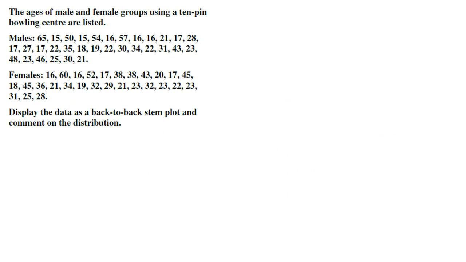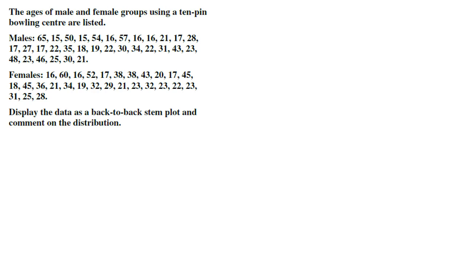Okay, this is what we want to use, something called a back-to-back stem plot. The ages of the male and female groups using a 10-pin bowling center are listed. We've got our examples here. We want to do it as a back-to-back stem plot, then comment on the distribution. We do the same thing.